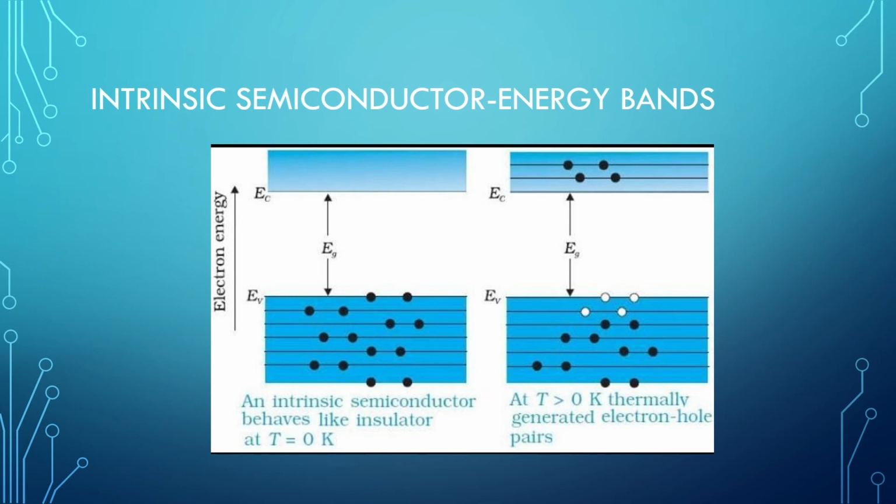At room temperature, because some of the electrons gain thermal energy, they jump from the valence band to the conduction band. And when they do so, they leave behind the vacancy which we have defined as a hole. Now these holes create empty energy levels in the valence band which can be filled by the nearby electrons. That means if this electron moves here, then the hole will be created here. So the movement of the free electrons in the conduction band will give rise to the electron current, and the movement of the holes in the valence band will give rise to the hole current.